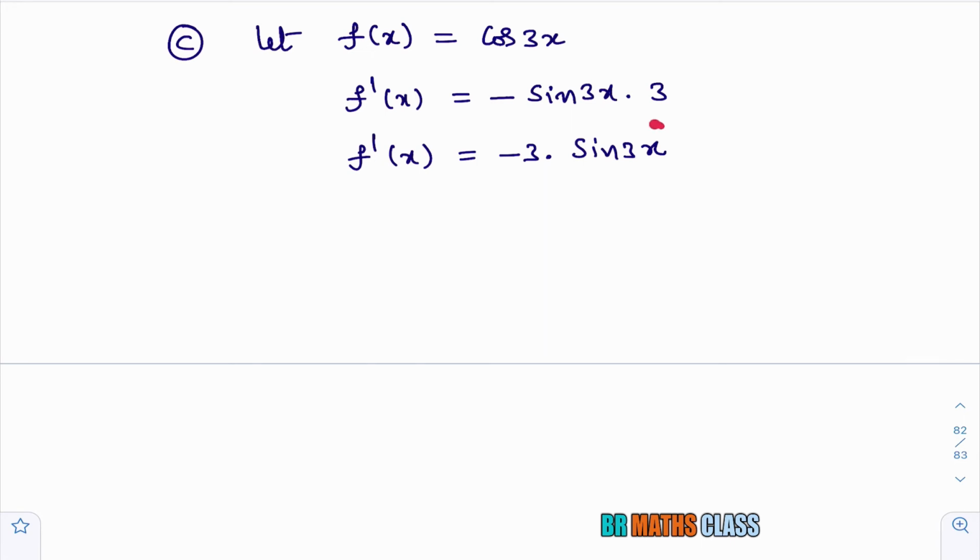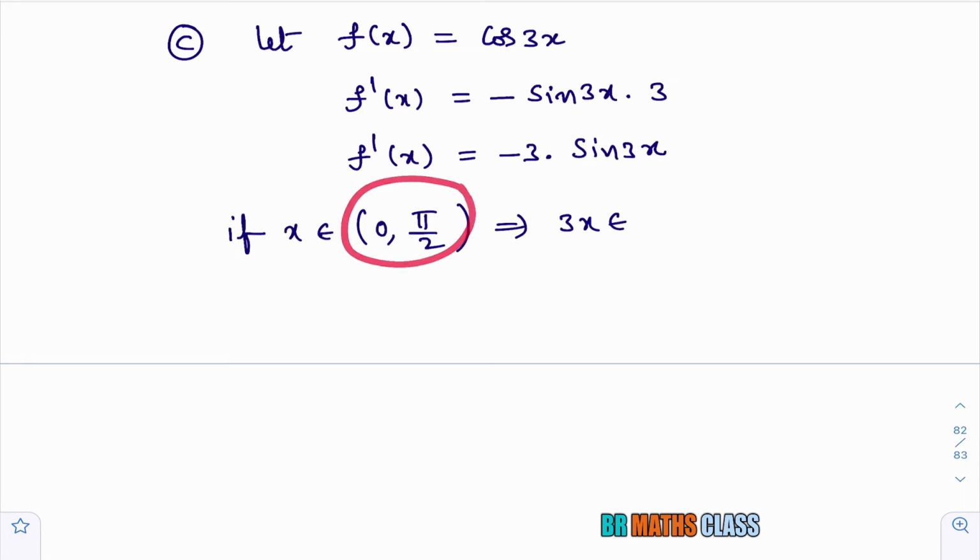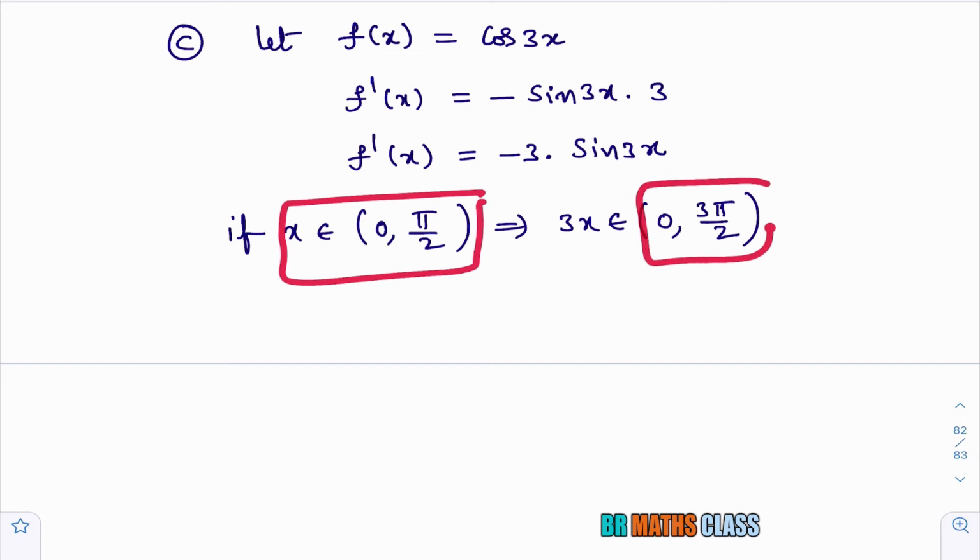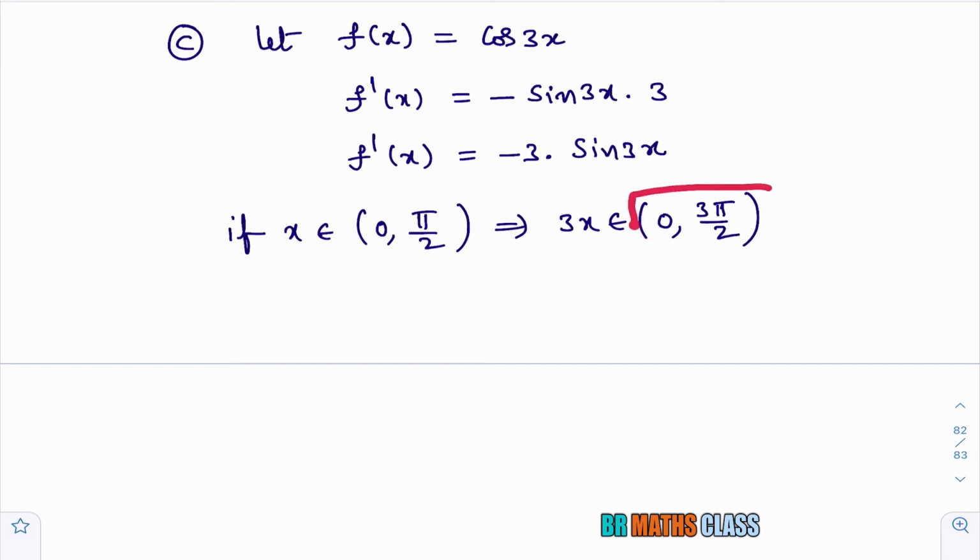Now I need to check this derivative is less than 0 or greater than 0 when x belongs to open interval 0 comma pi by 2. If x belongs to open interval 0 comma pi by 2, then what do you know about 3x? 3x belongs to which interval? See, multiply this with 3, what you will get? 3 into 0 is 0, comma 3 into pi by 2 is 3 pi by 2. When x is in this interval, 3x is in this interval. In this interval, 0 to 3 pi by 2 means 0 to 270 degrees. First quadrant is there, second quadrant is there, third quadrant is also there.